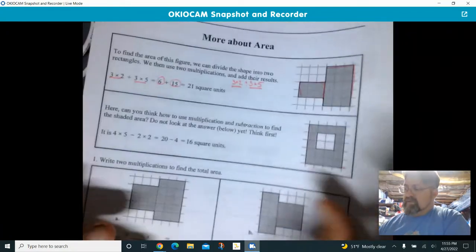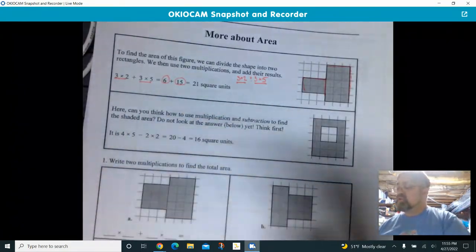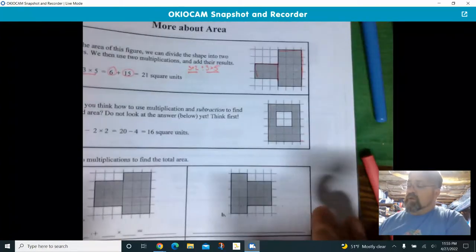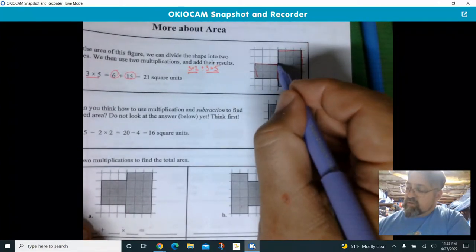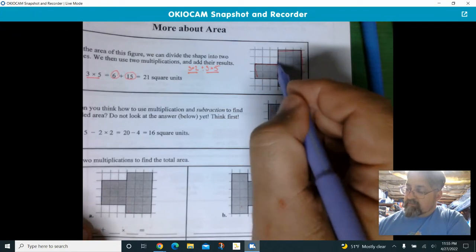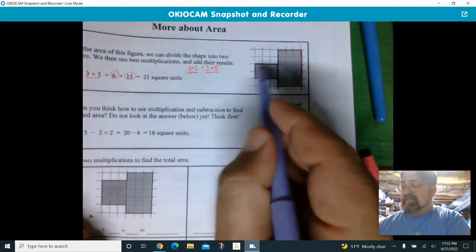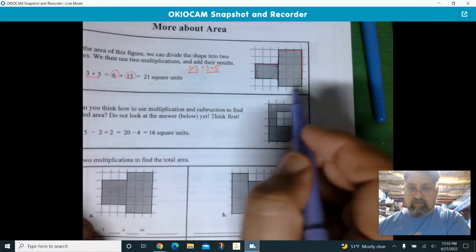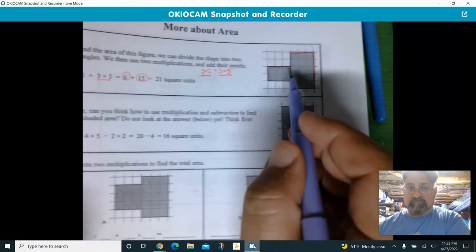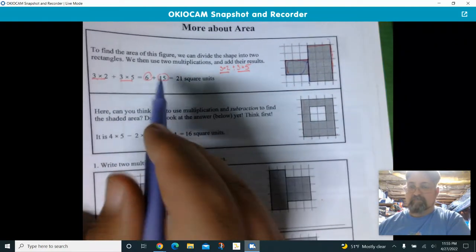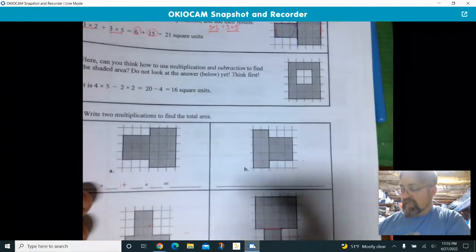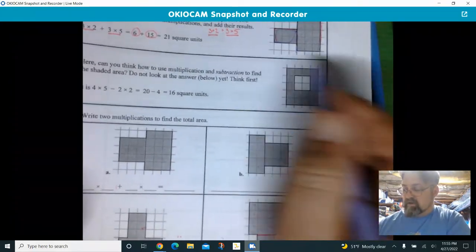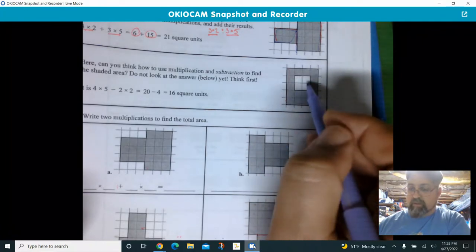Then we did these shapes that had unusual areas. So what they wanted us to do was draw a little line here and get the area of this section plus the area of this section. 3 times 5 plus 3 times 2. That's what we did right here, right? And sometimes they cut a chunk out of the middle, so we get the area of the whole and then subtract those 4 from the center.